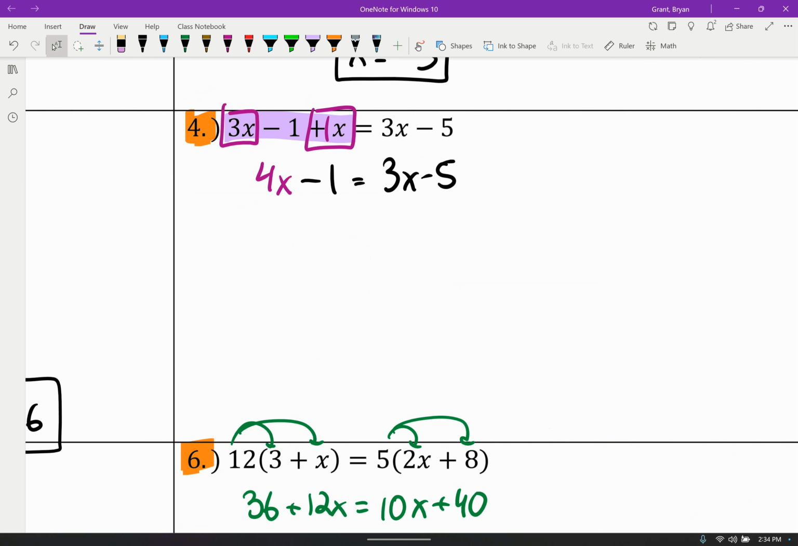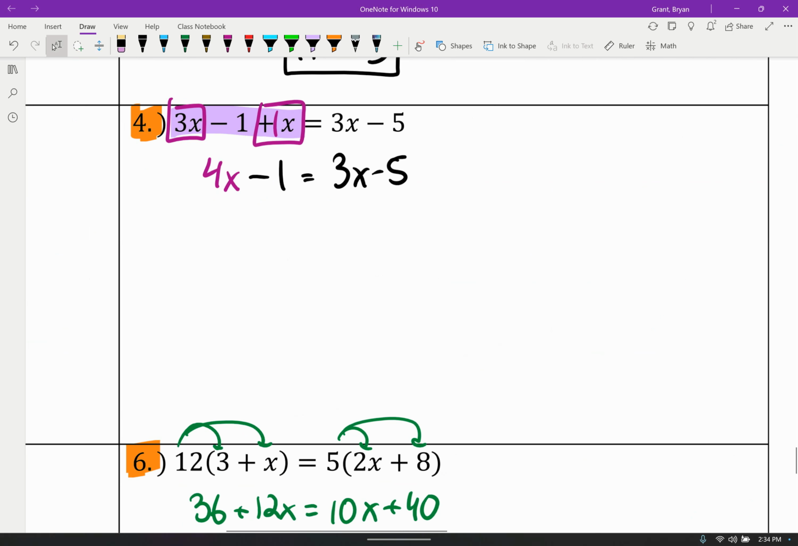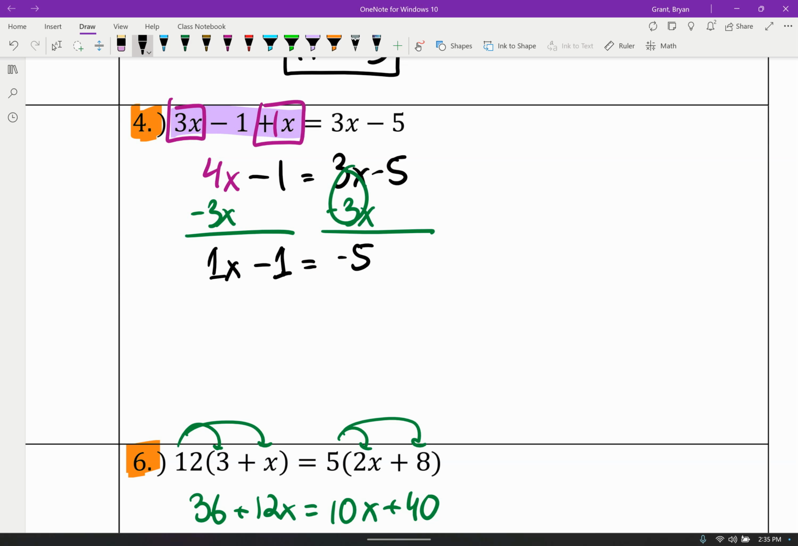Finally. Now these last 3 have x's on both sides, and if they have x's on both sides, then we're going to go through and cancel those x's first. We can cancel the 4x or the 3x. I think I'll probably cancel the 3x on each side first, like so. That way we'll keep our x's positive. 4x minus 3x is 1x. Don't forget your equal sign. Minus 1 equals negative 5.